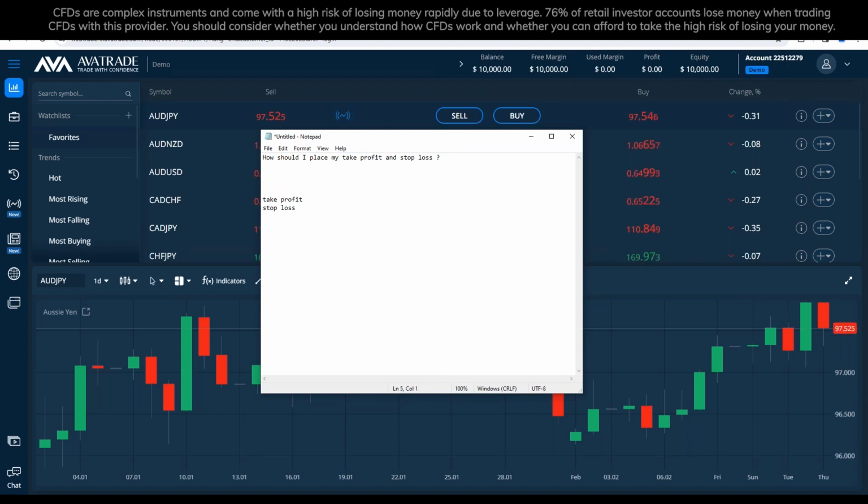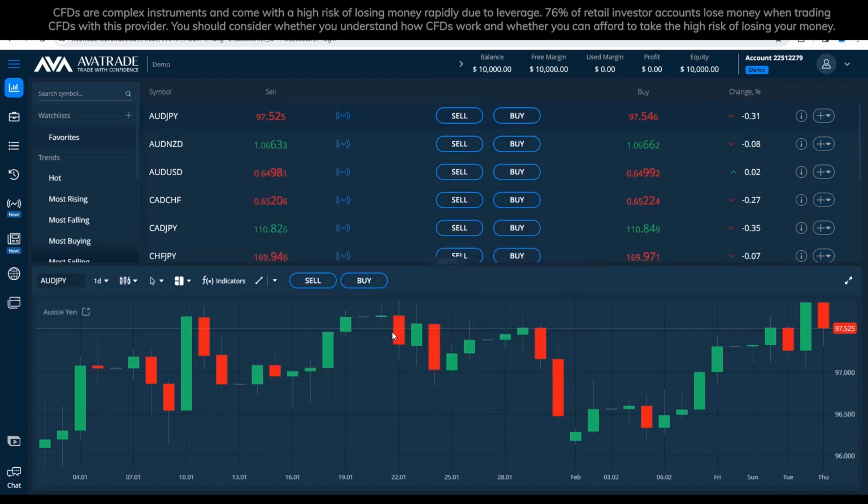Among the regular orders, we have buy and sell. Let me show you with the Australian dollar versus Japanese yen. This is, guys, the web trader. This is how it looks by default.